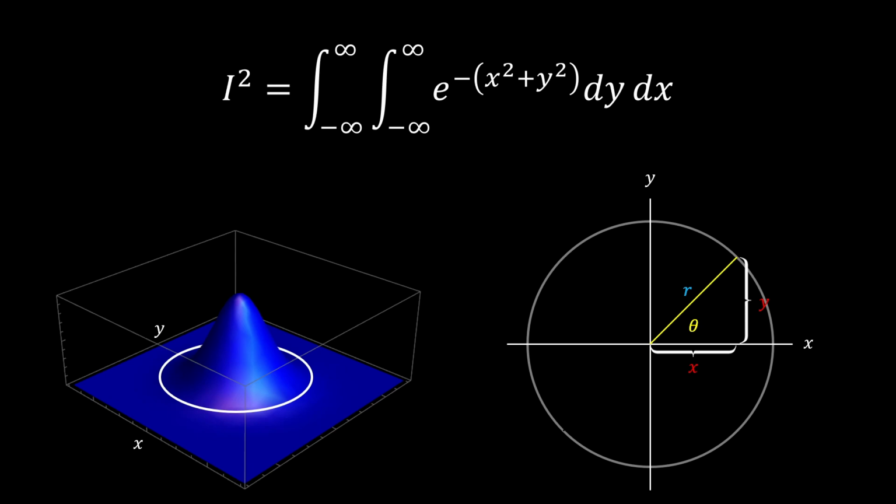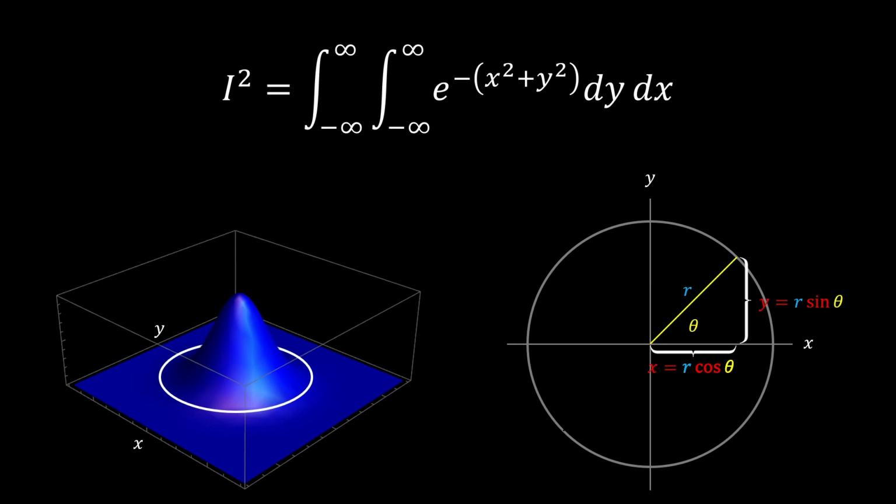Not only this, but we can use some simple trigonometry to cast x and y in terms of r and theta, where x is r cosine theta and y is r sine theta. Nothing has really changed here. We are still describing a circle, but instead of describing it in terms of the Cartesian coordinates x and y, we are using the polar coordinates r and theta.